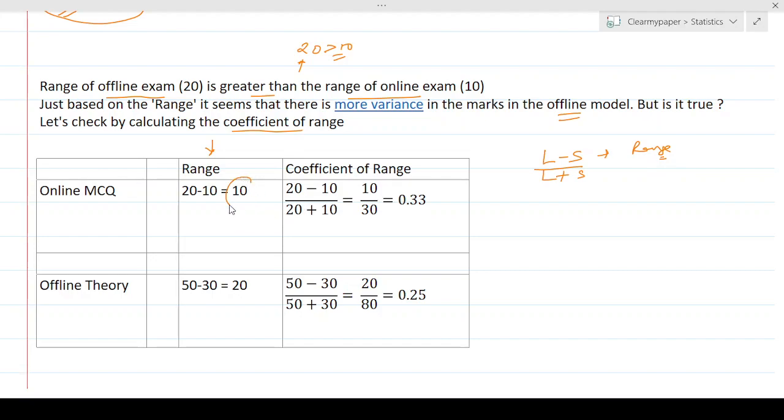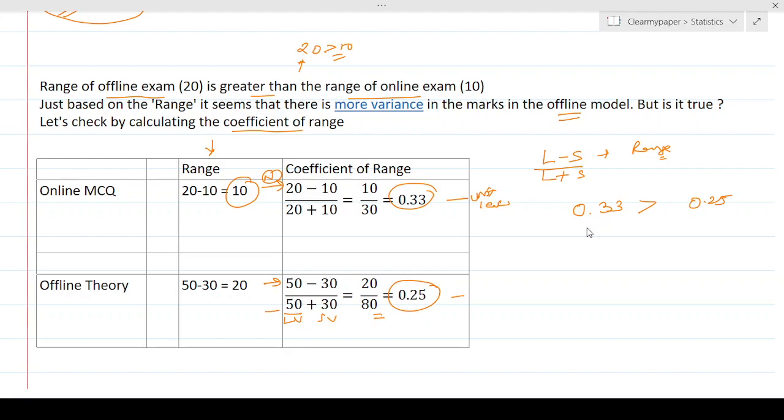The numerator is still the same, so we get 10, but we add the two numbers in the denominator and we get 0.33. It is unitless, it's just a ratio, so no unit. Similarly, the numerator is the same here, and in the denominator we add the largest value and the smallest value, and we get 80, and the ratio in the final answer is 0.25. So for the online, the coefficient of range is 0.33, and the offline is 0.25. So 0.33 is greater than 0.25.